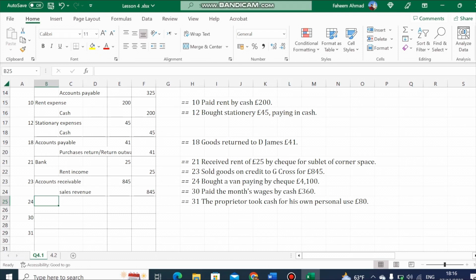Transaction on 24th. Bought a van. One account I can identify is van. So, van debit. Paying by check. Van debit. Bank credit. Van is an asset, increases, debit. Bank is also an asset that has fallen in value. So that will be credit.